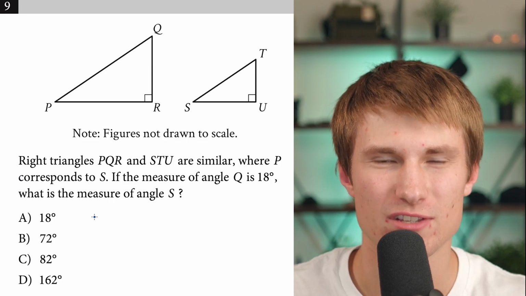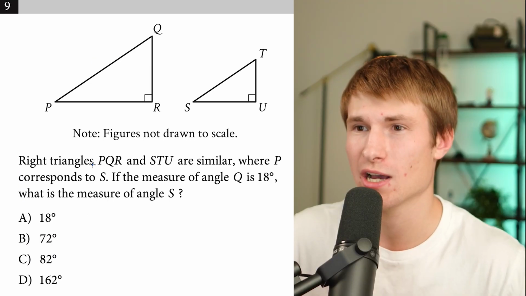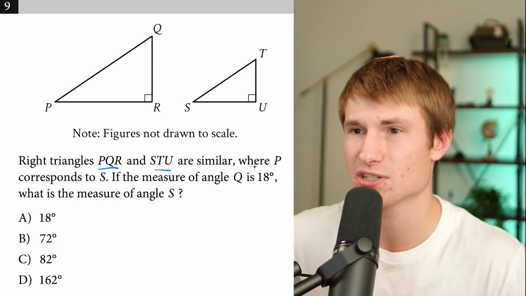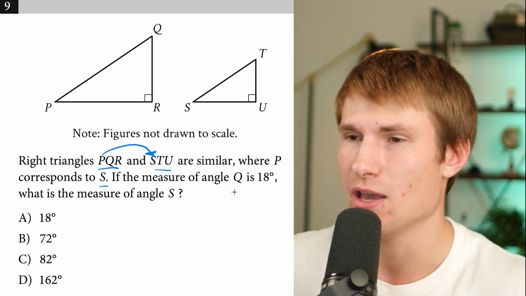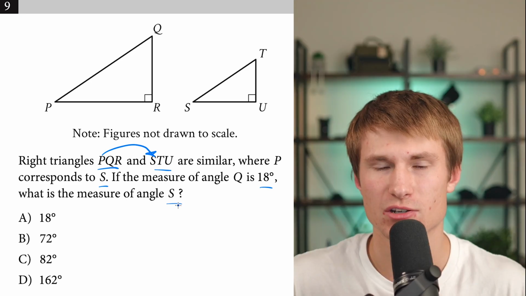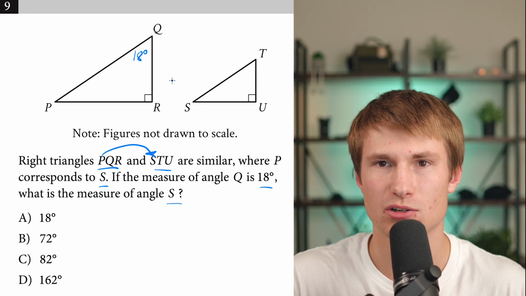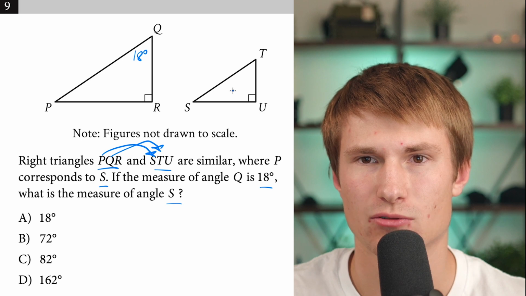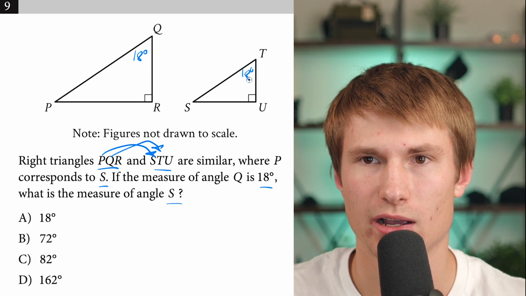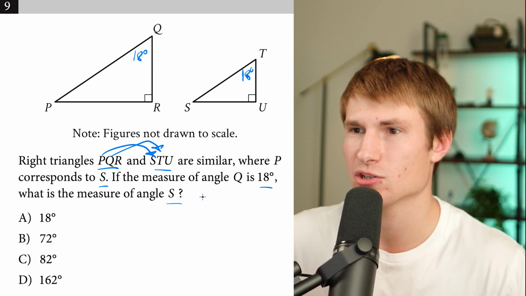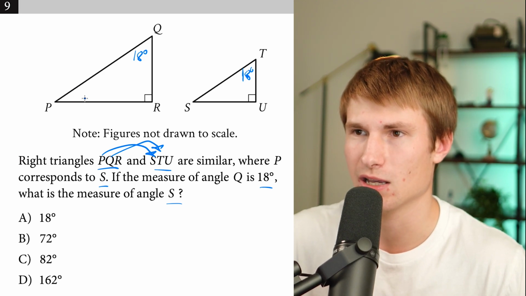Here's how to quickly solve this SAT math question about similar triangles. Question 9 states right triangle PQR and STU are similar where P corresponds to S. If the measure of angle Q is 18 degrees, what is the measure of angle S? Okay, so we know Q is 18 degrees. Okay, we also know then that T is going to be 18 degrees since these are similar triangles. Okay, now we want to solve for the measure of angle S. The measure of angle S is the same as the angle measure of P.